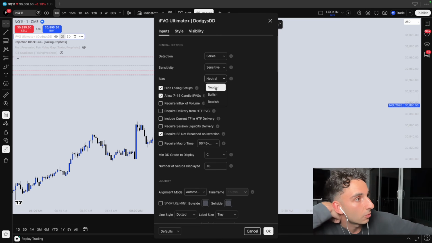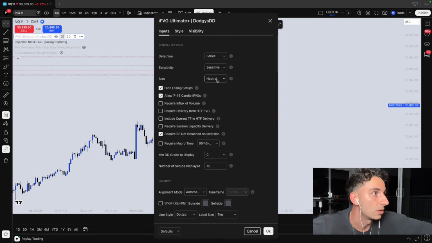Bias is pretty self-explanatory. It's either neutral, bullish, or bearish. When it's on bullish, it's only going to show you longs. When it's on bearish, take a guess, it's only going to show you shorts, right?